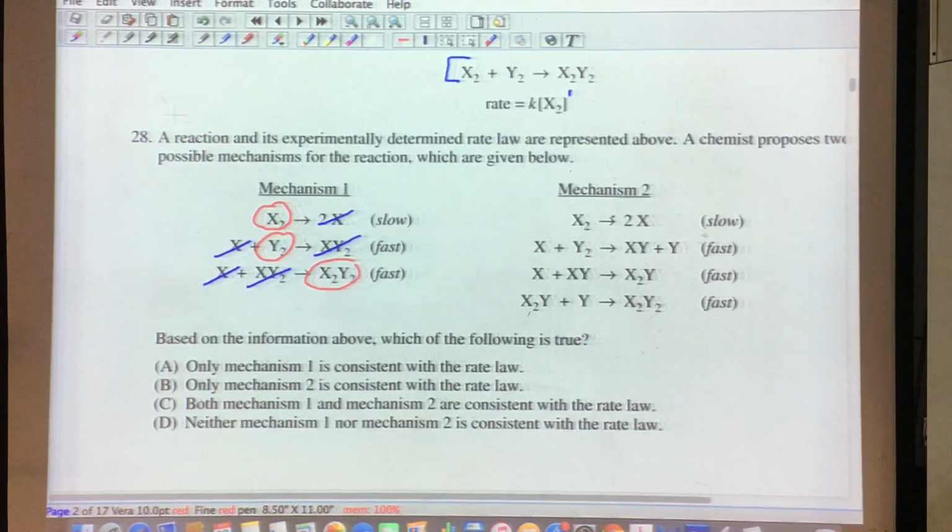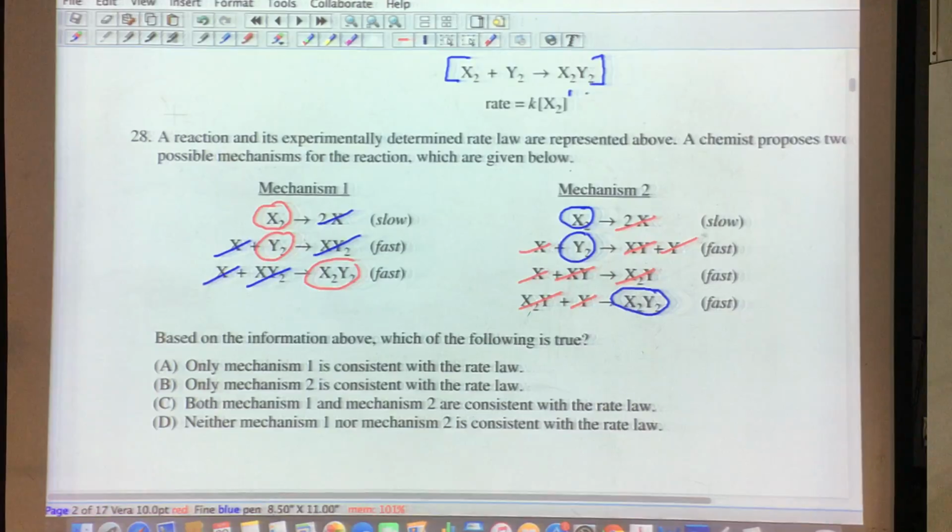And if you were to do the same thing over here, 2x, 2x, let's see here, xy, xy, and then you have y. Okay, and then what other intermediates am I missing? Okay, this guy. So we can see that in both examples, both of these stoichiometrically come out to the overall.